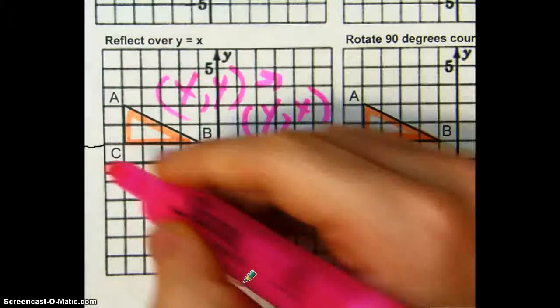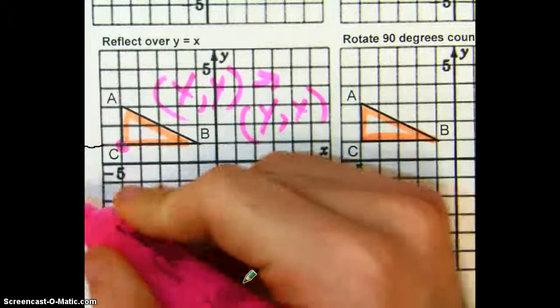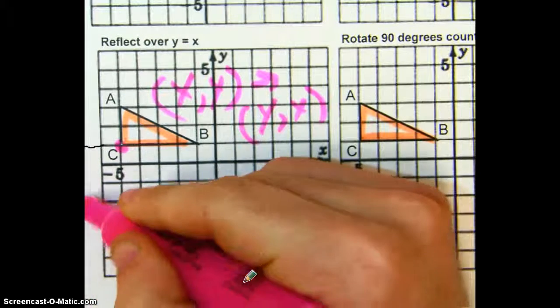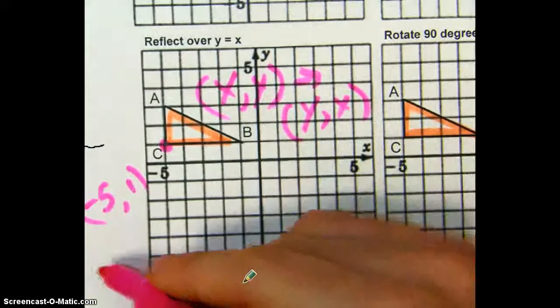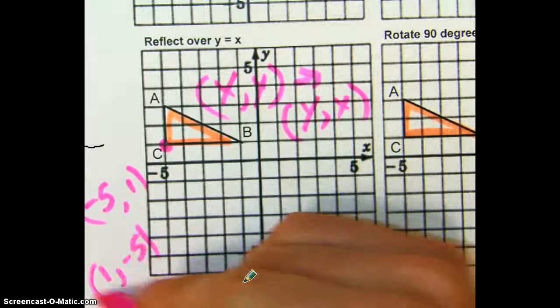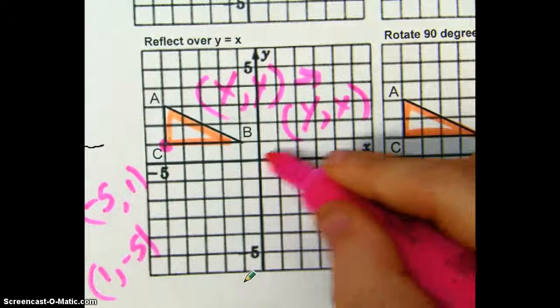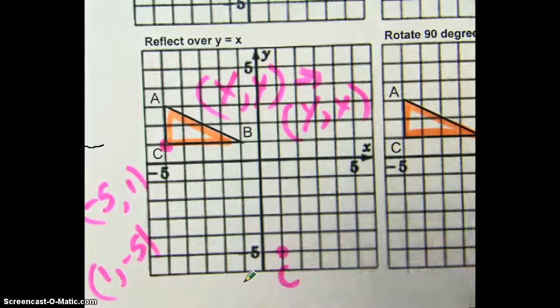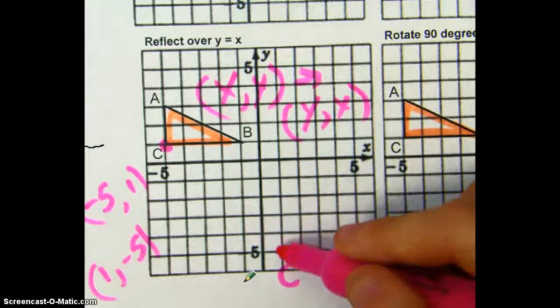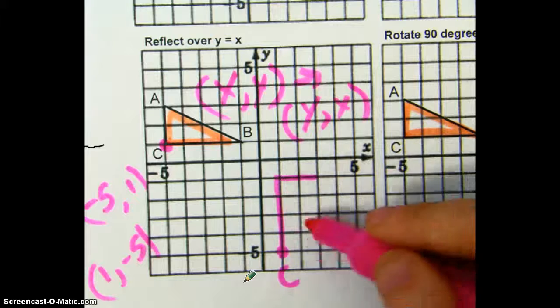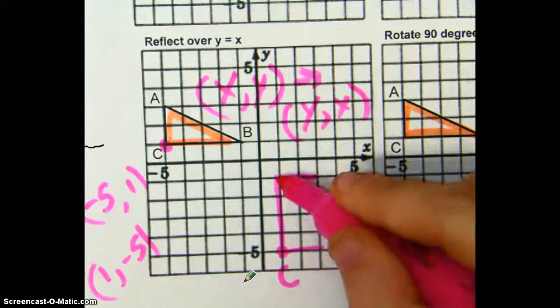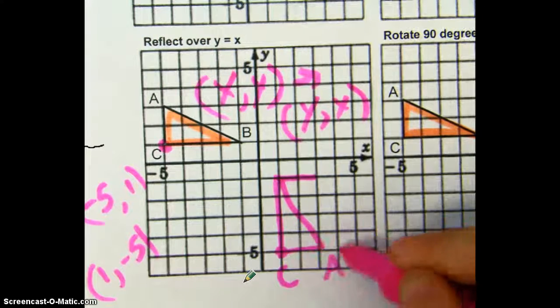In any case, let's see what happens to C here. So C, again, is the point negative 5 comma 1. So under this mapping, it would change to 1 comma negative 5. Those would be switched. So I go to 1, negative 5. There's C. And if you do this mapping to all the other points, you will quickly find out that your triangle looks something like this. There's A prime, there's B prime.